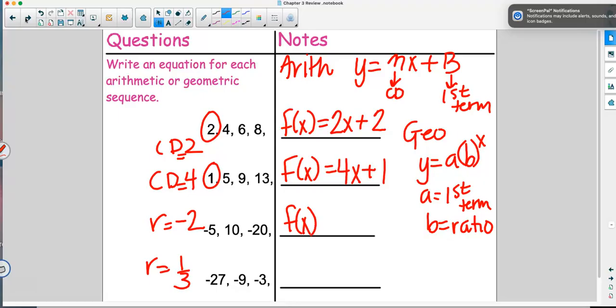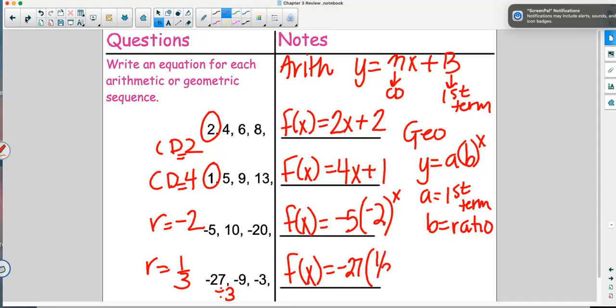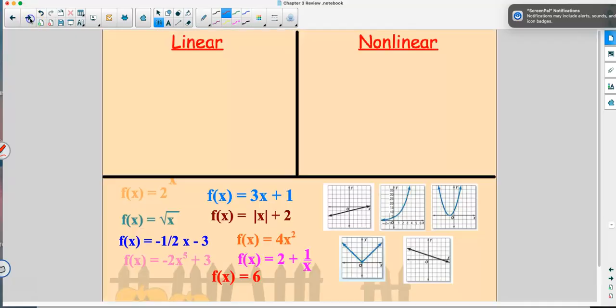F of x or y equals our first term, -5, times our ratio of -2 to the x power. And finally, f of x or y equals, I know it's divide, but our first term is 27. And how do we write divide by 3 as multiplication? Multiply by 1/3 raised to the x.